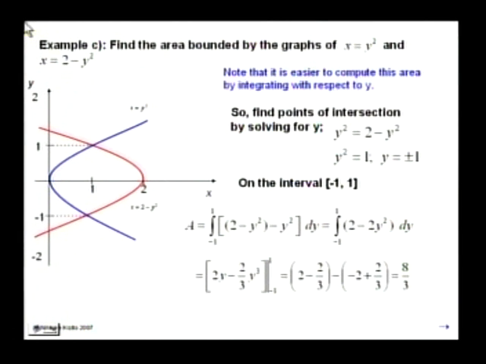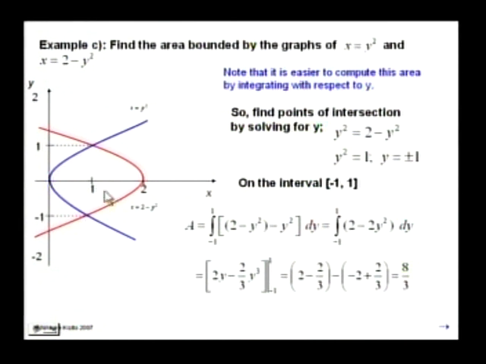I don't have much time. Now, this example I want you to see also. We don't always integrate with respect to x only, or take the bounds only by x. Usually, we see how the function is sitting or how our graphs are sitting. Like in this example, they say find the area bounded by the graphs x is equal to y squared and x is equal to 2 minus y squared.